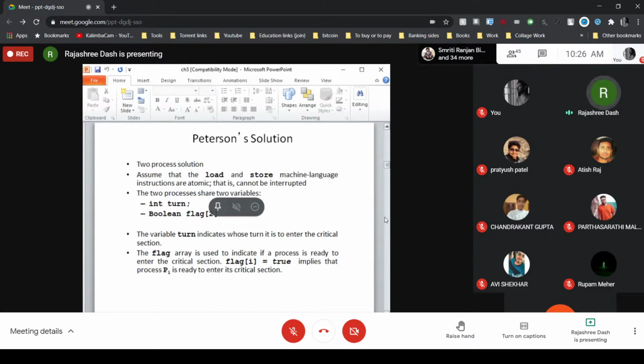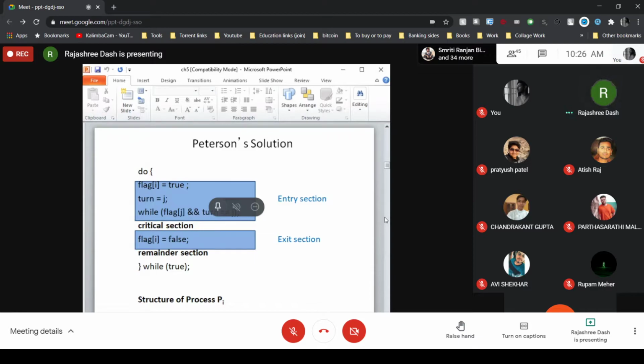So now come to the Peterson solution. So carefully, all of you just take the code. So here is the structure of the process Pi. Okay, this is the general structure of any process. It may be P0, it may be P1. So general structure of the process Pi.